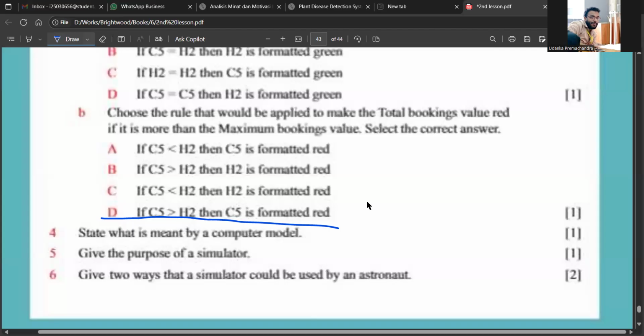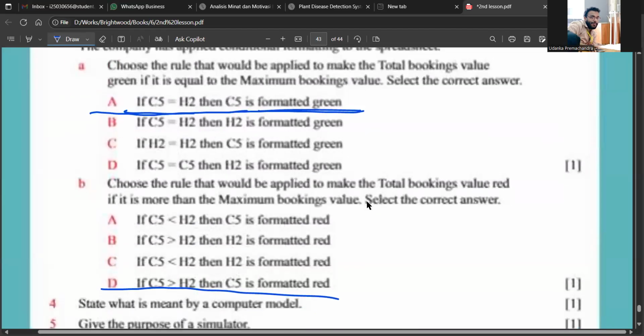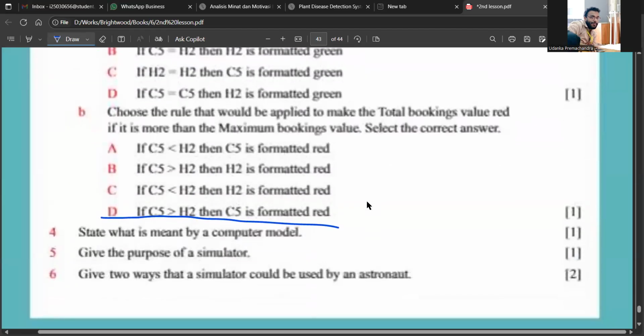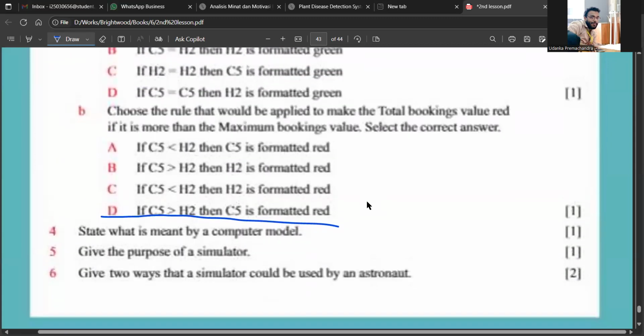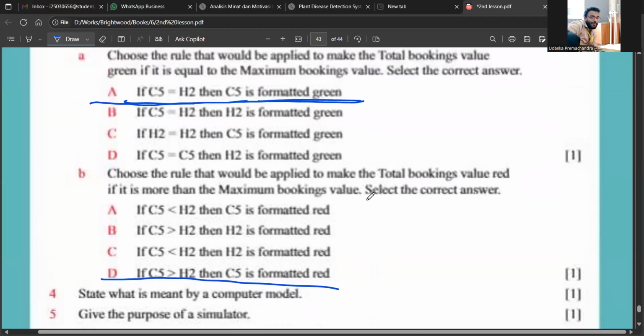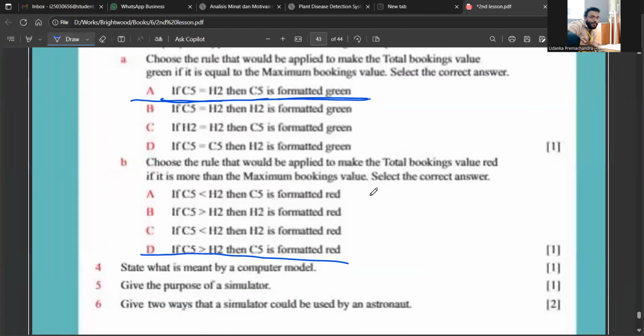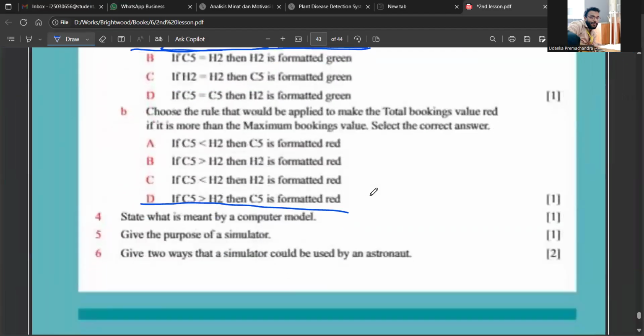And next they are asking what is the meaning of a computer model? What is the meaning of computer model? A model is used for something like a prototype. Yes, I think you wrote. If you didn't, try it quickly.